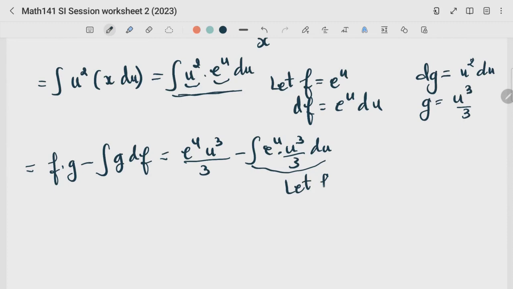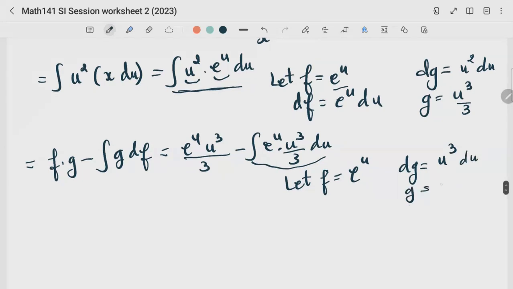Like I've mentioned multiple times before, guys, this is trial and error, right? So we're trying to see which method gets us to the solution. So let's keep going and see if it gets us there. So we have to do integration by parts again, and to stay consistent, we let f be the exponential again. So f has to be e to the u, and dg has to be u cubed, right? So let's take out the 1 over 3 there as a constant, u cubed du.